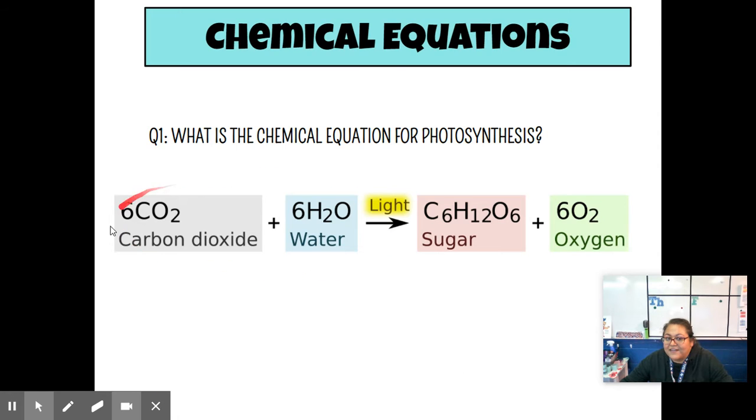Whatever was on this side of my equation must be on this side. So if I have 12 hydrogen, 6 times 2 is 12 hydrogen, those are my 12 hydrogen over here.